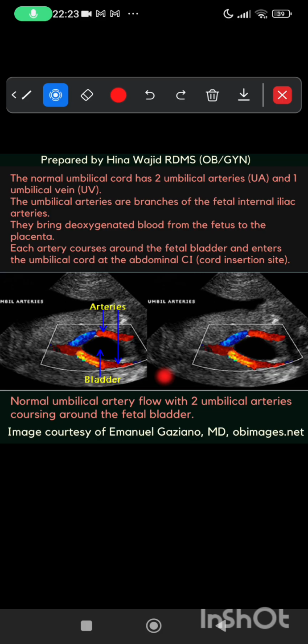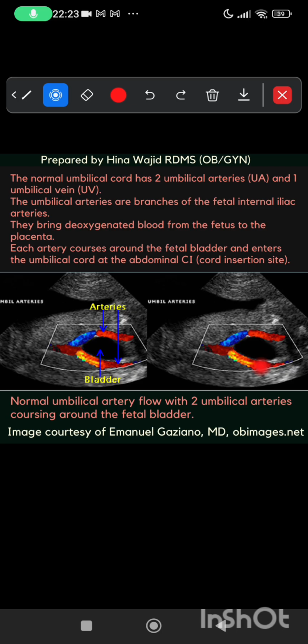So normally there are two umbilical arteries seen around the bladder forming a V shape, and if in this view we only see one umbilical artery, it is abnormal. It means there is a single umbilical artery. That's one of the anomalies.